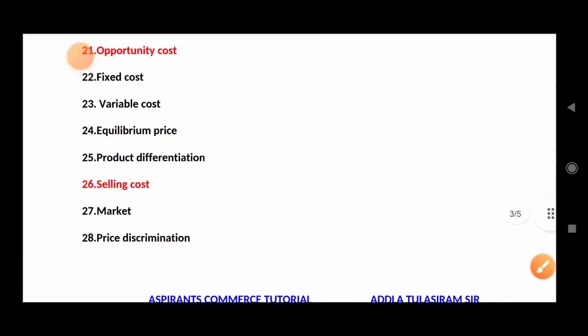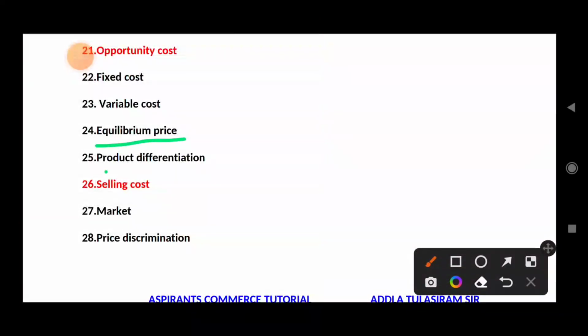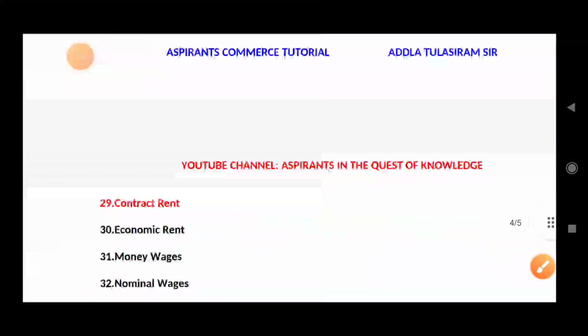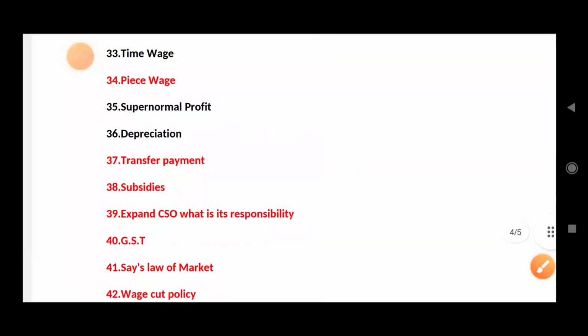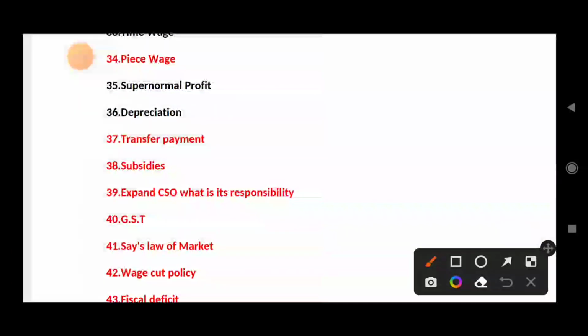Okay. And next we are having equilibrium price, product differentiation, selling cost, market or marketing, price discrimination, and contract rent, economic rent, money wages, nominal wages, time wages, piece wages, different types of wages. Then we are having some more questions relating to supernormal profits, depreciation, transfer payment and subsidies.